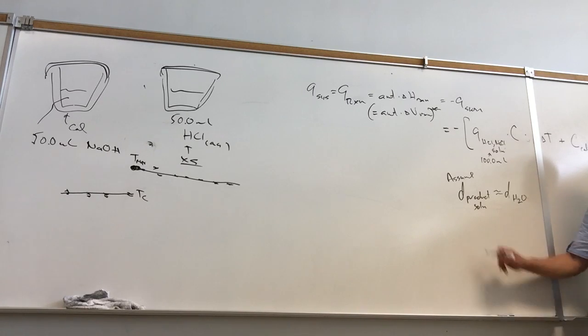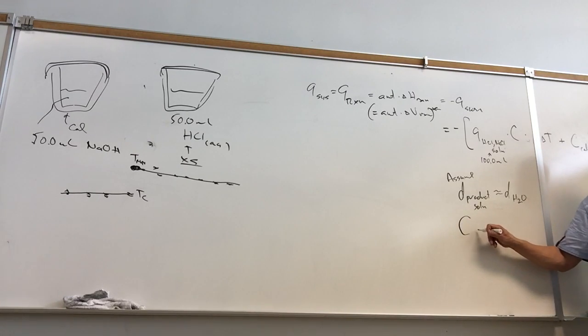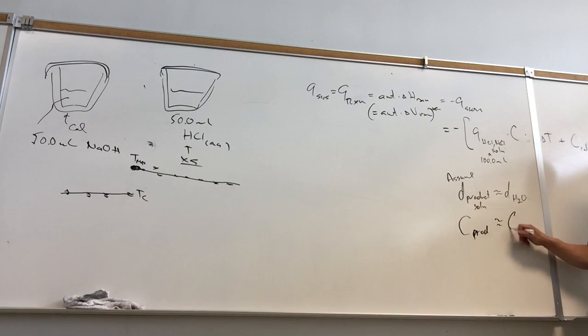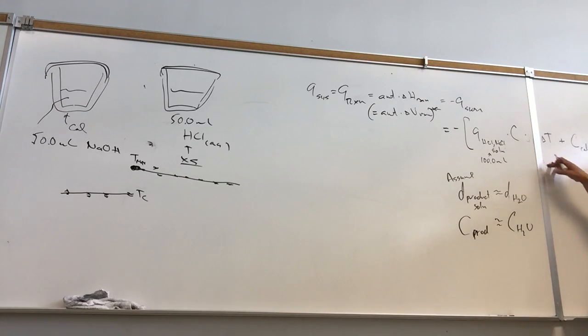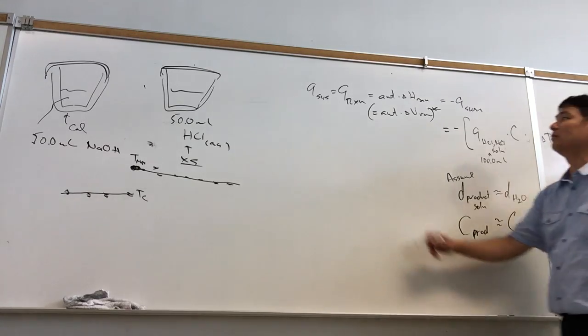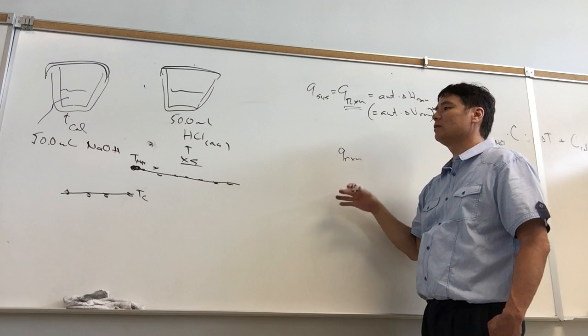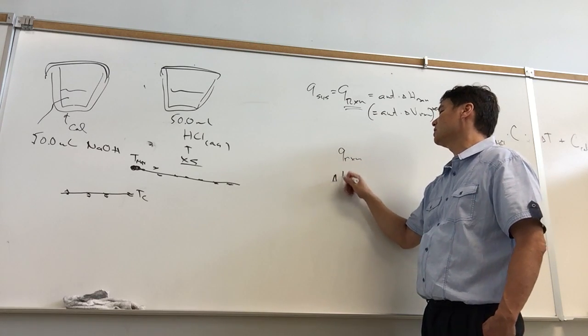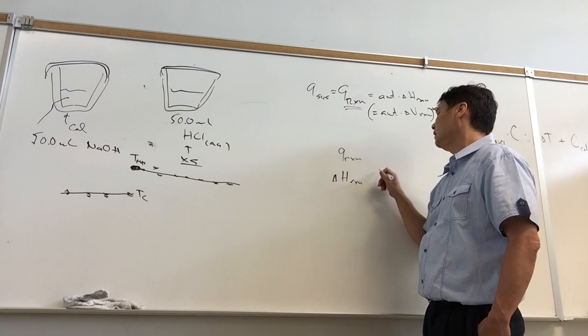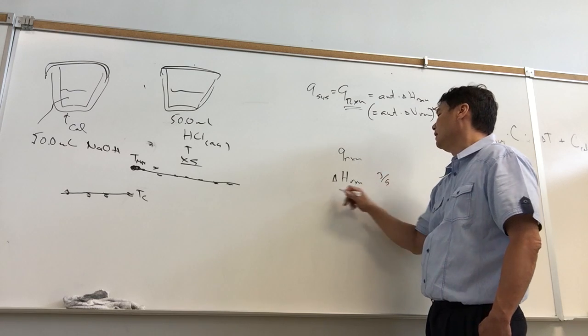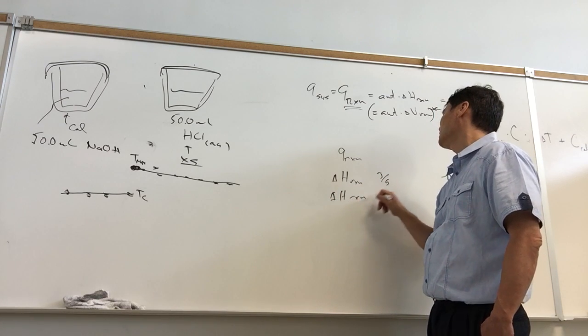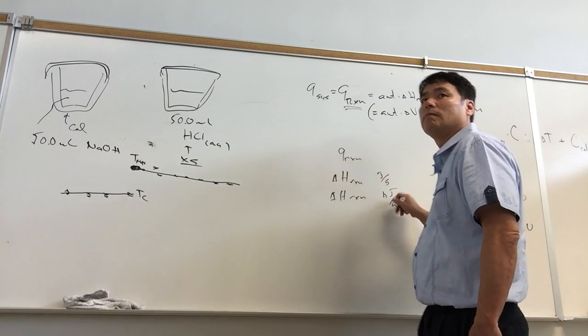And what's the other assumption I'm going to make? That the specific heat of the product solution, or the heat capacity of the product solution, is about equal to the heat capacity of pure water. And then I can solve this. Well, what am I going to solve for? I'm going to solve for Q of the reaction. You're going to solve for three things if you look at the report sheet: Q of the reaction, delta H of the reaction in units of, I think, joules per gram, and delta H of reaction in units of kilojoules per mole.